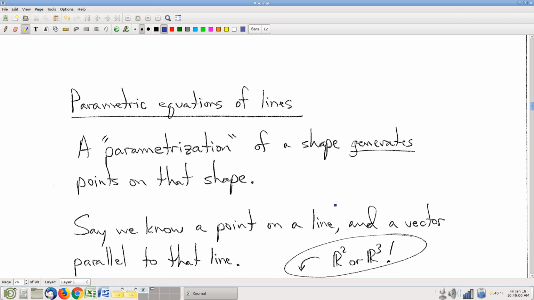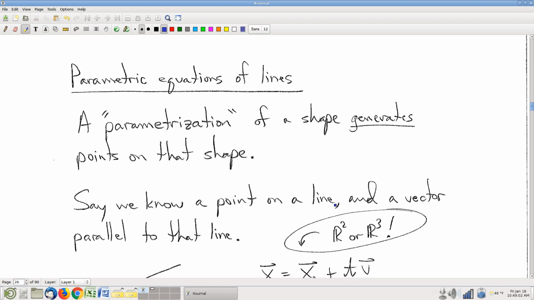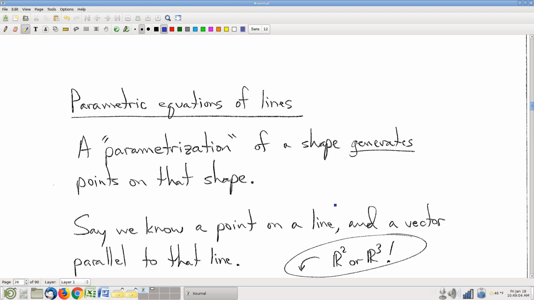Okay. What about a line? Wait, we've already talked about lines. Right, but we've talked about lines in R2. We've talked about planes in R3. What if you have a line in R3? Can you do the same thing? It turns out that it's kind of, sort of, but not in a very satisfying way. It's definitely different to try to describe a line in R3 than in the previous two cases.